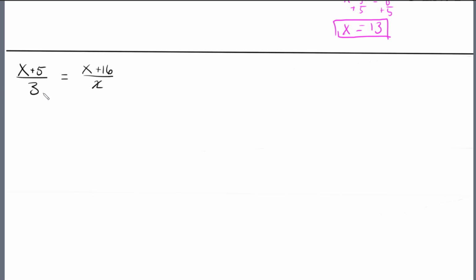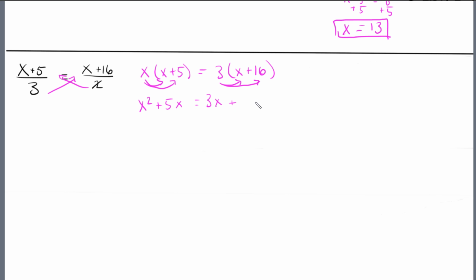Okay, looking at one that is a little bit more work. Fortunately, nothing to factor yet. So we're going to cross multiply once again. I bring the x up on the left, bring the 3 up on the right. We'll go ahead and distribute this x here. Distribute the 3 on the right. So I have x squared plus 5x and 3x plus, let's see, 3 times 16 should be 48.